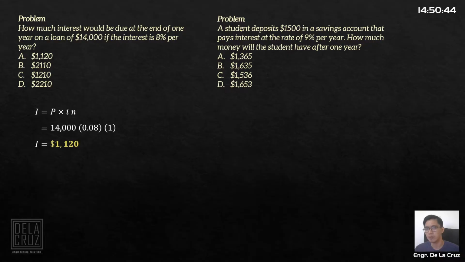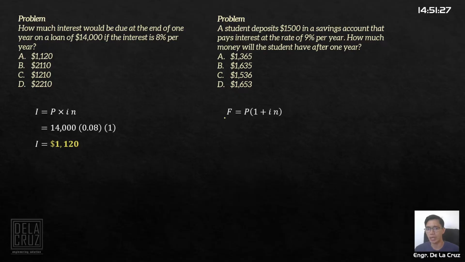Okay. Next problem. A student deposits $1,500 in a savings account that pays interest at the rate of 9% per year. Medyo malaki yan, ha? 9% per year. How much money will the student have after 1 year? Of course, pinatubo niya yung pera niya. Yung hinahanap naman dito is not the interest. How much money will the student have? Yan yung future amount of the money, so that is the principal value plus the interest in 1 year.